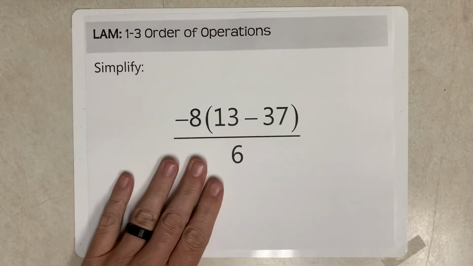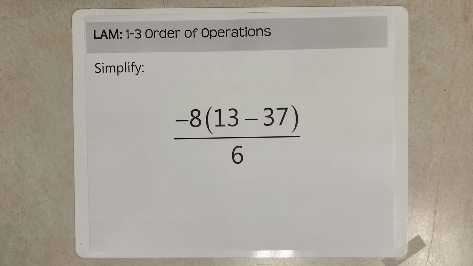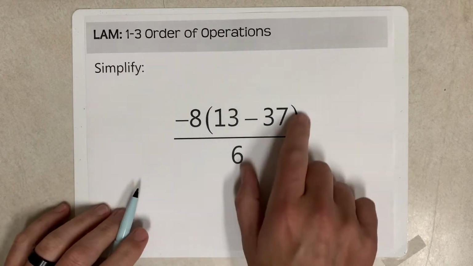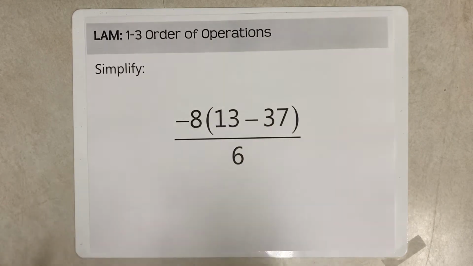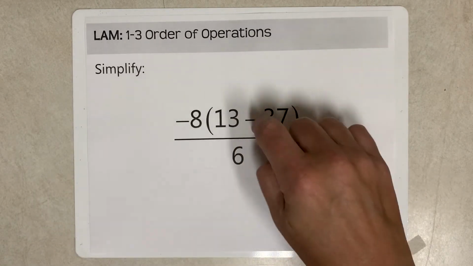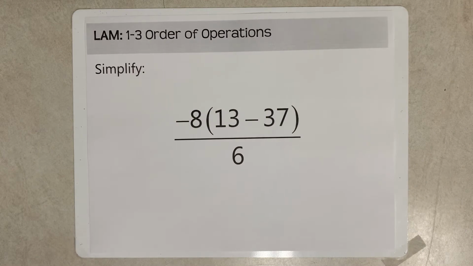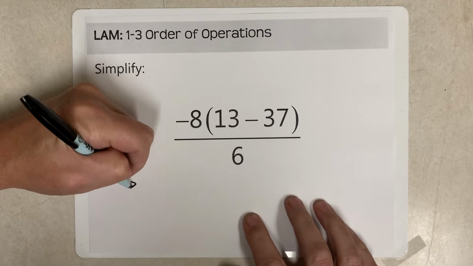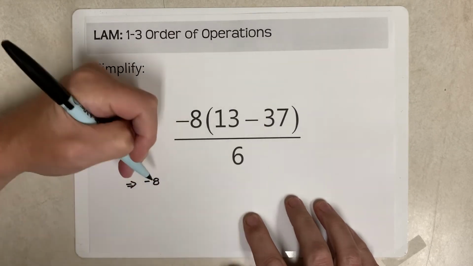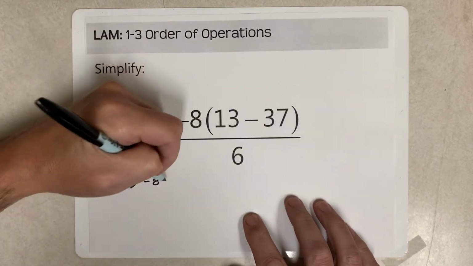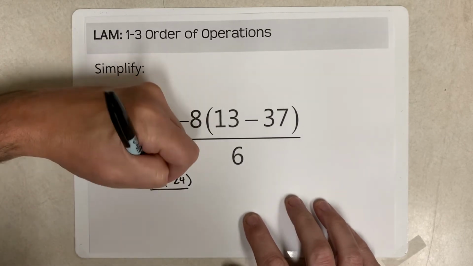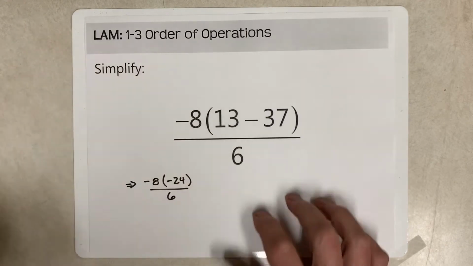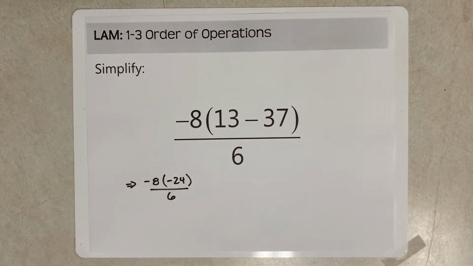All right, here's our next one. Okay, this time I've got a numerator and denominator. It's a fraction, so I still need to do parentheses first. So now I have 13 take away 37. So that should give me a -24 if I'm not mistaken. So I've got -8 times, and that's going to be -24 over 6.